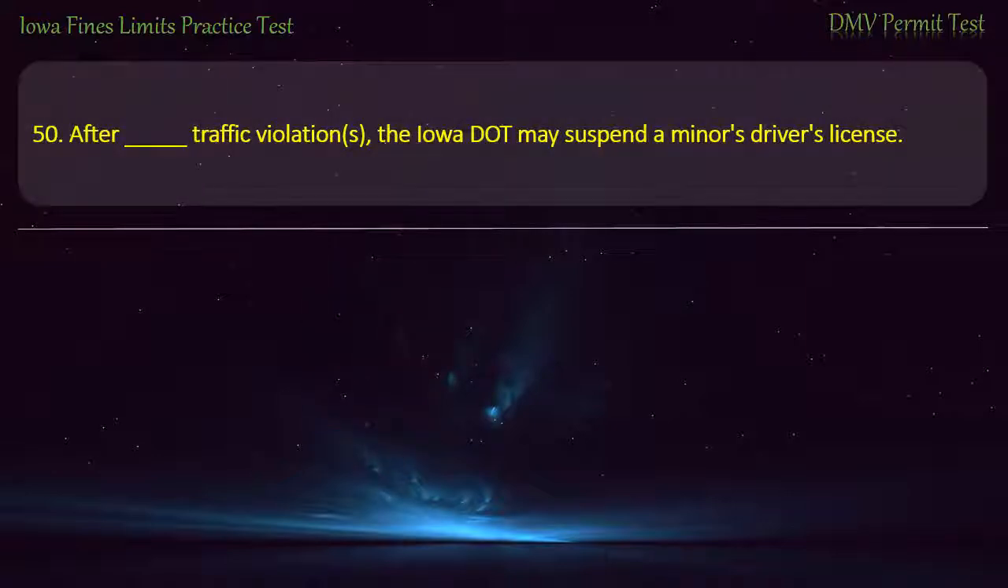Question 50. After traffic violations, the Iowa DOT may suspend the minor's driver's license. 3, 4, 1, 2. Answer: 1.